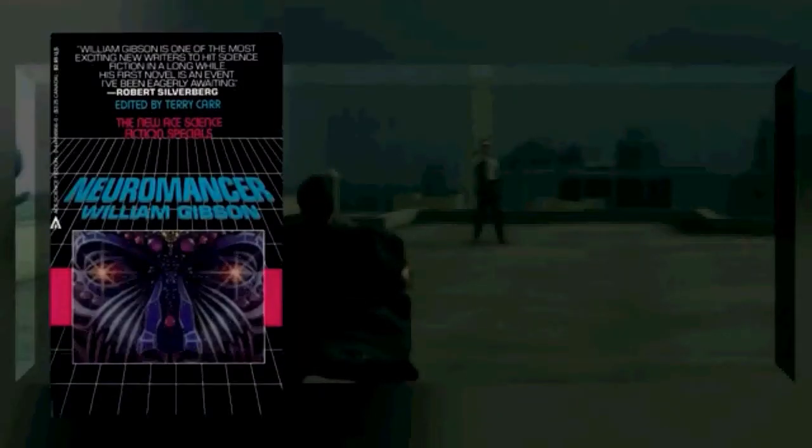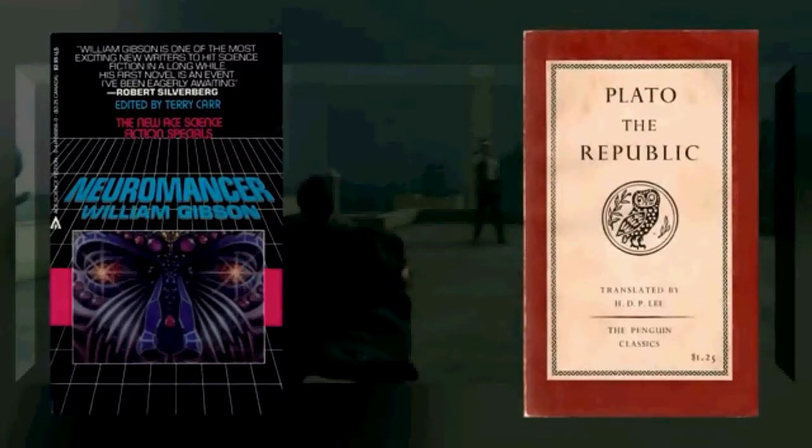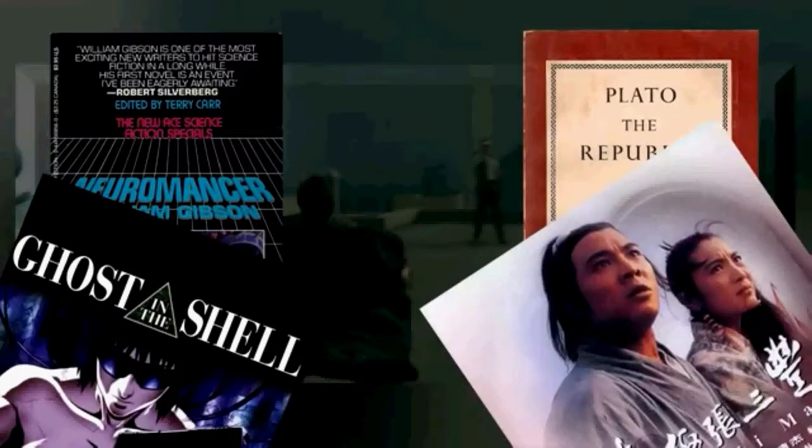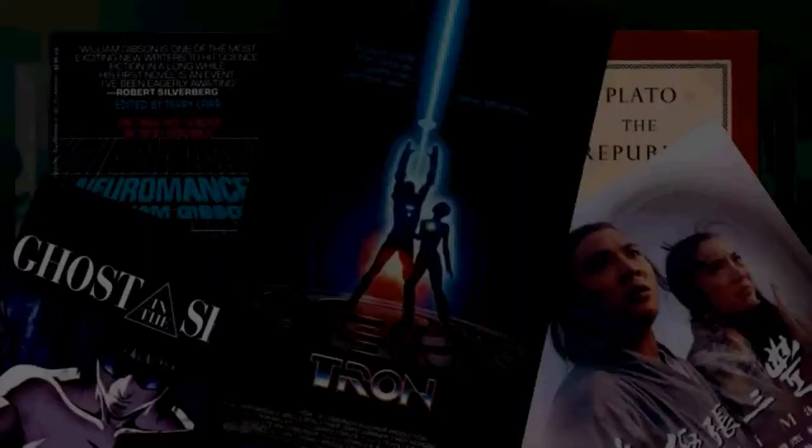When it hit theaters in 1999, The Matrix was unlike anything anyone had ever seen before. Well, unless you keep up with any form of cyberpunk, had ever read a philosophy textbook, were a fan of Japanese anime or kung fu films, had ever watched Tron, you get the idea.